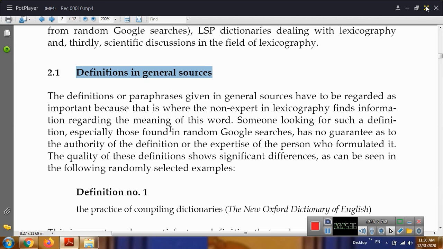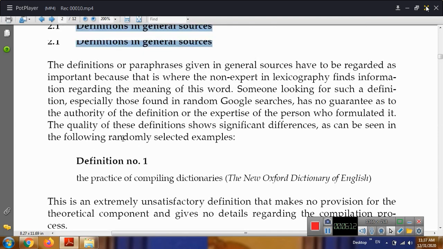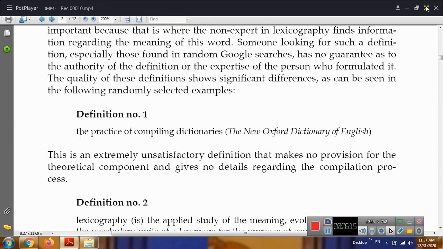Okay, here in this paragraph we see some features of the general sources. They are important because here in general sources we can see some definitions of lexicography by non-expert persons, and here you can see its sources. But what are the examples of definitions of lexicography in general sources?